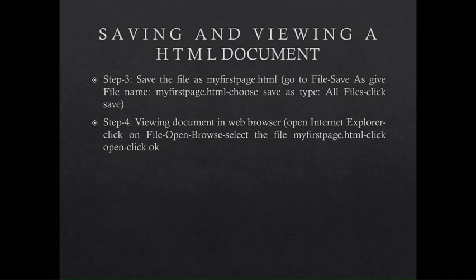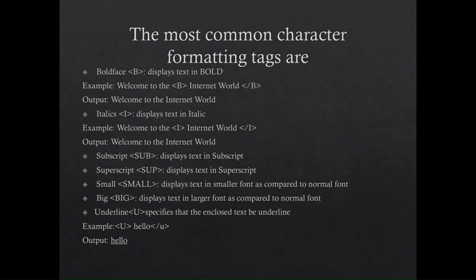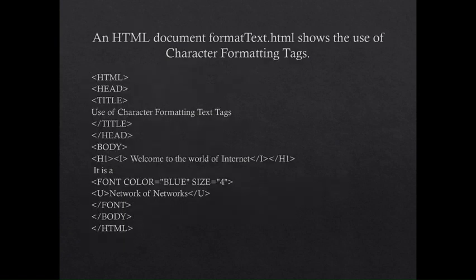There are some common character formatting tags. Boldface is used to display text in bold, and italics displays the text in italic. Subscript displays the text in subscript. Small displays text in a smaller font compared to the normal font, and big displays text in a larger font compared to the normal font. The last one is underline, which specifies that the enclosed text must be underlined. Now this is one example of an HTML program. The output is displayed.